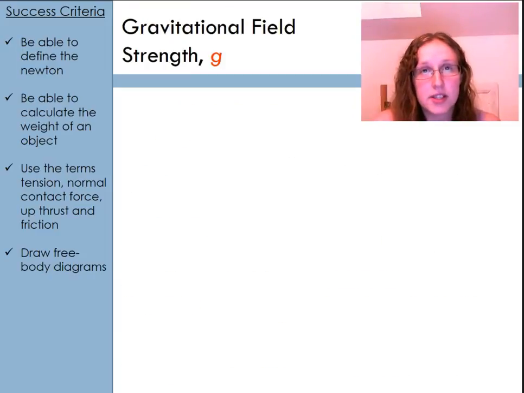Okay, so that's Newton's first law, which you really need to know. The second law's coming up in a minute. Just gave the game away, didn't I? Anyway, so I just want to define gravitational field strength because I've already mentioned it once, and it is something that will come up later.